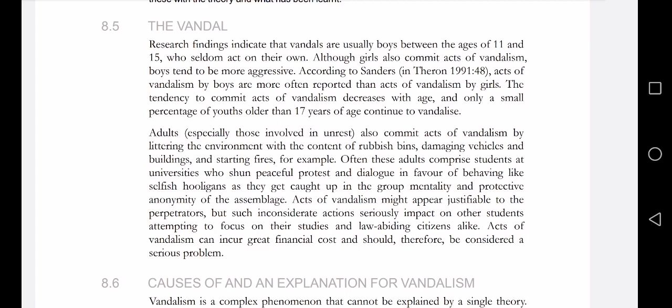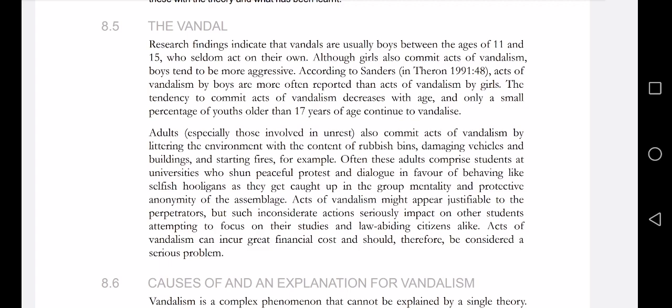Research findings indicate that vandals are usually boys between the ages of 11 and 15 who seldom act on their own, although girls also commit acts of vandalism. Boys tend to be more aggressive. According to Sanders in Theron 1991, page 48, acts of vandalism by boys are more often reported than acts of vandalism by girls.